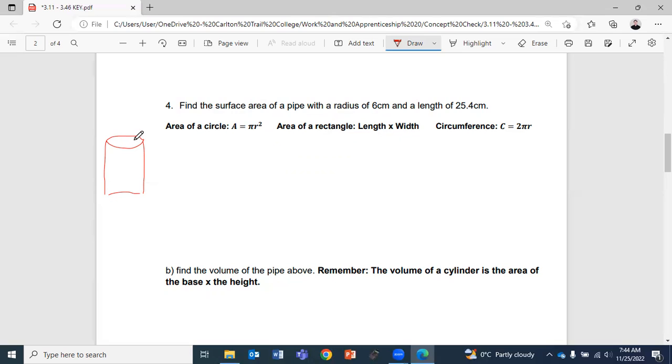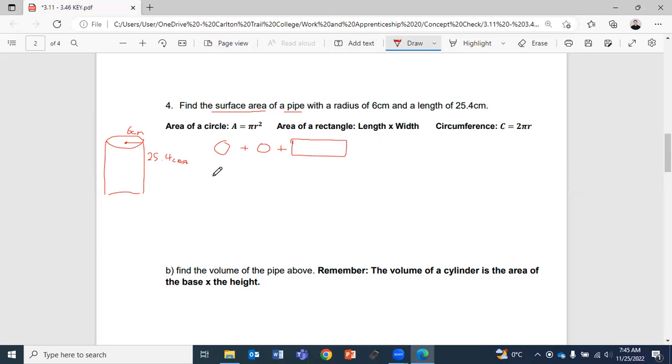So I have a radius of 6 centimeters. And I have a length. In this case, it is the height, technically. But I have a length here of 25.4 centimeters. Don't get so hung up on, well, it says length, it's not height. You can rotate the picture, all of a sudden you have it. So remember, when you are doing the surface area of a cylinder, it's the surface area of a pipe, which is a cylinder. You are doing circle plus rectangle, right? That's all you're doing.